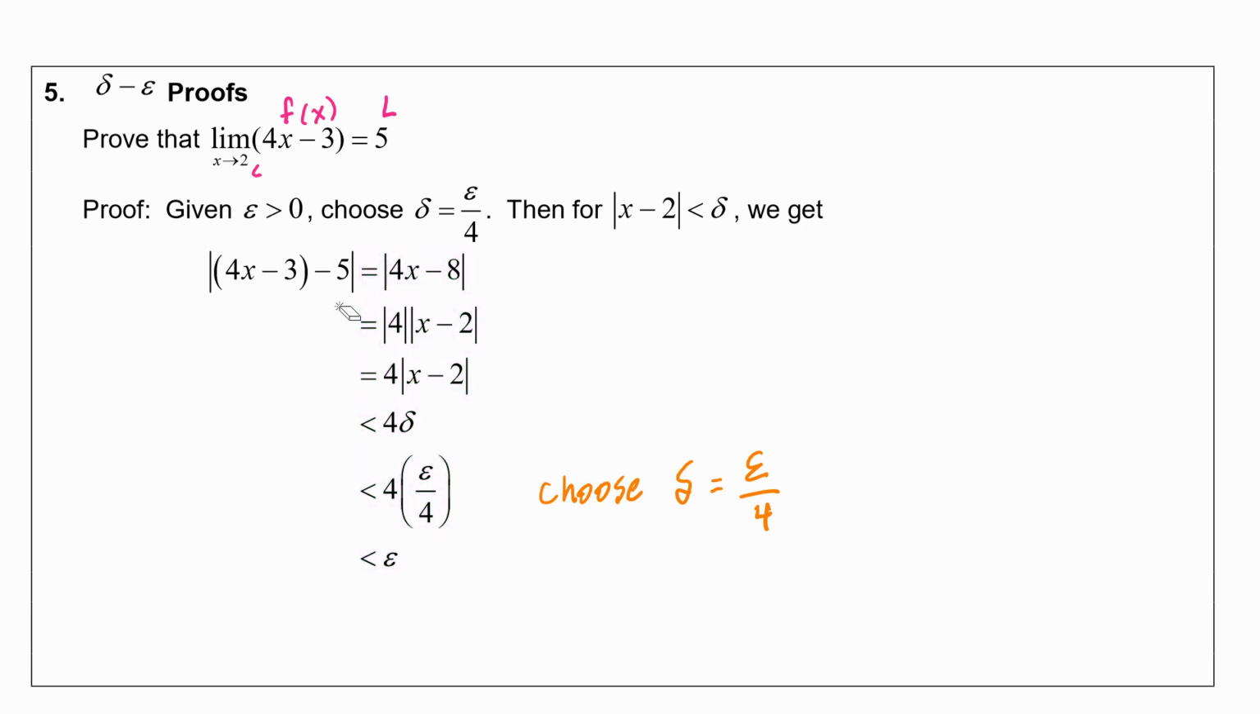Now, because we were able to prove that given any epsilon, we can find a way to make f of x minus L become less than epsilon by choosing delta to be epsilon over 4. So therefore, the limit as x approaches 2 of the quantity 4x minus 3 is equal to 5.